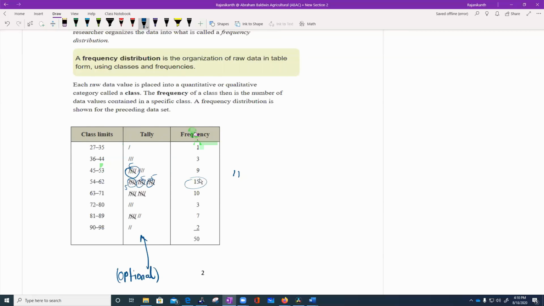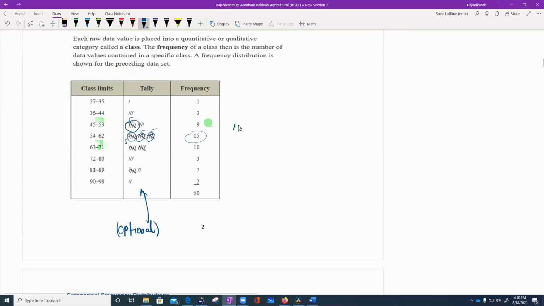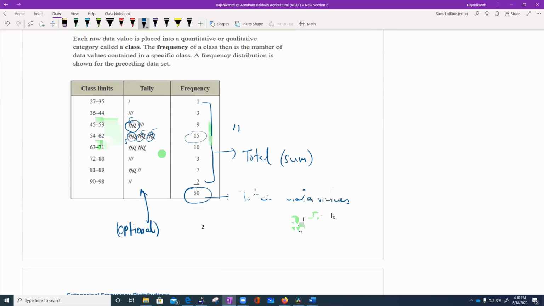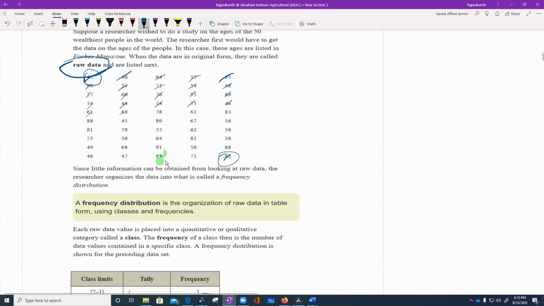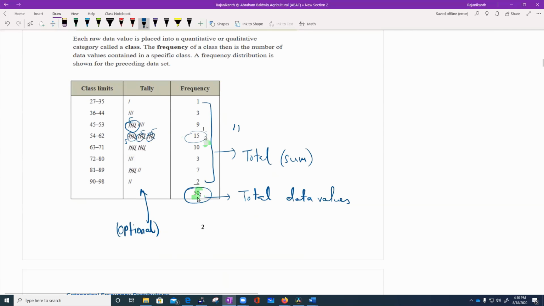Okay, so once you complete the frequency, make sure that when you add all the frequency values, the sum of the frequency column always should match with the total data values. Make sure that you are getting correctly the total data values and your sum of frequency. So in this case, we had 50 data values, therefore we are getting correctly 50. If you are not getting 50, that means you might have missed some data values. So make sure that you don't miss anything, okay? We need everything. So in this way, you could make the frequency distribution table.